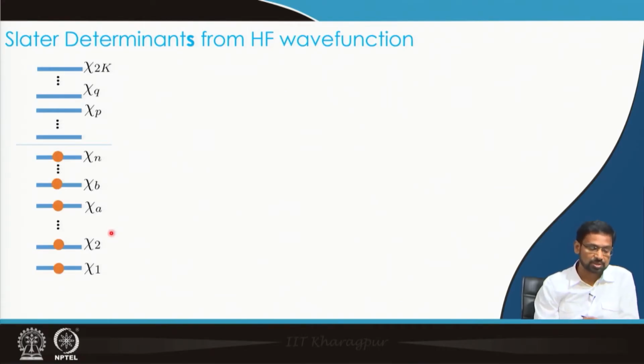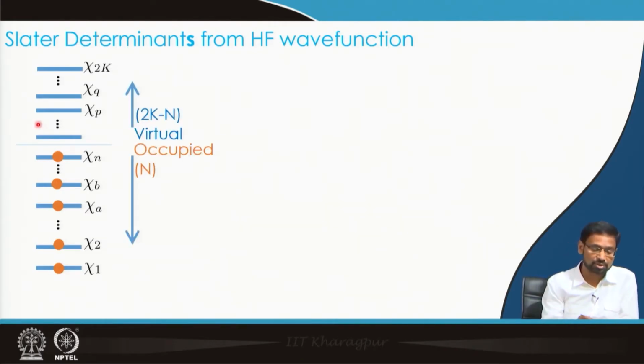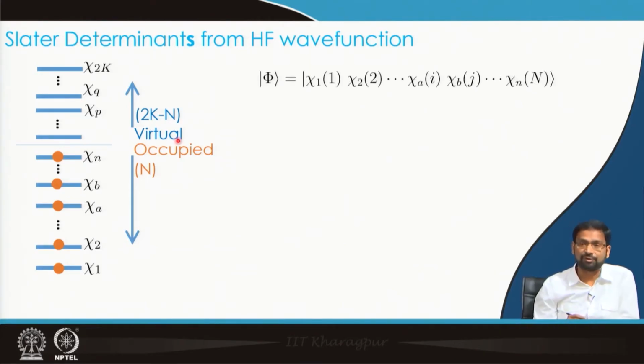So, this is what we do. Suppose we have n number of electrons and we go from the lowest energy orbital to the nth spin orbital and populate those orbitals with electrons. That leaves us with 2k minus n orbitals, which are so-called virtual orbitals. Therefore, after Hartree-Fock calculation, we have n occupied orbitals and 2k minus n virtual orbitals. The Hartree-Fock wave function we wrote down as a Slater determinant, where the lowest n orbitals are occupied with electrons. We do not talk about the rest of the spin orbitals because the electrons are not there.